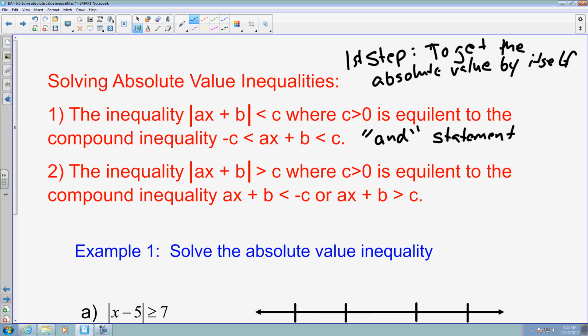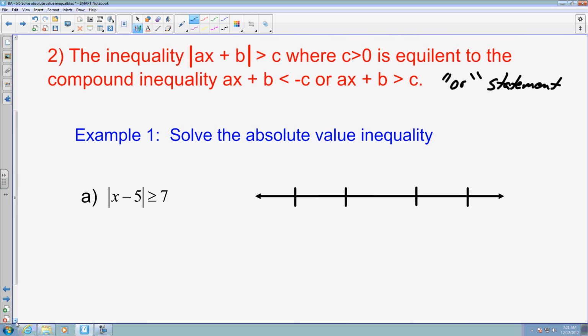And so number 2 is the inequality of the absolute value ax plus b is greater than c, where c is greater than 0, is equivalent to the compound inequality ax plus b is less than negative c, or ax plus b is greater than c. So some of that may sound complex, but for number 2, this would be considered an or statement from what we learned in 6.4. So let's take a look at some examples to help us out.